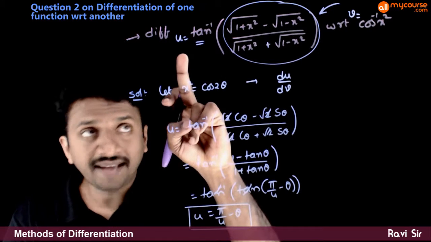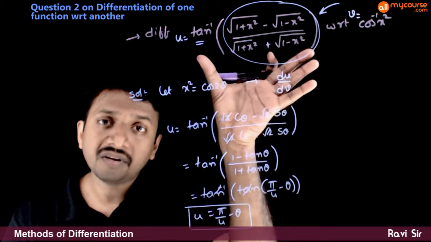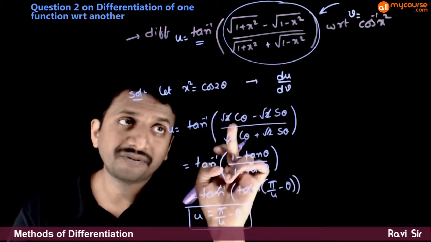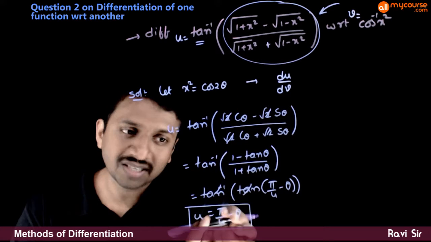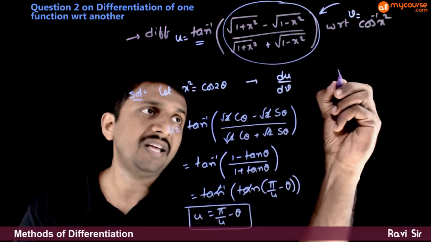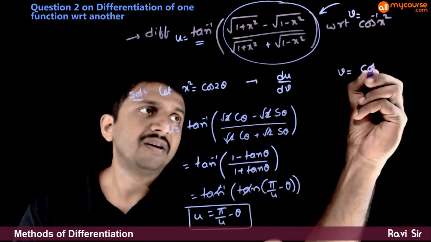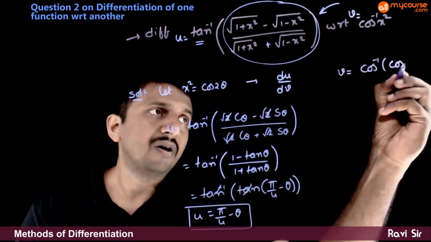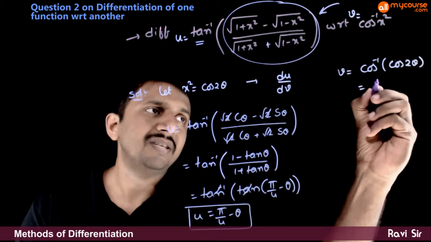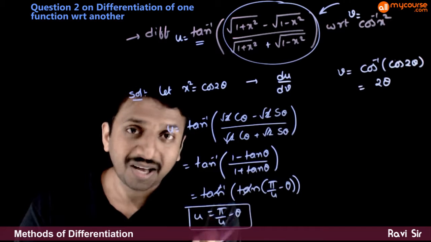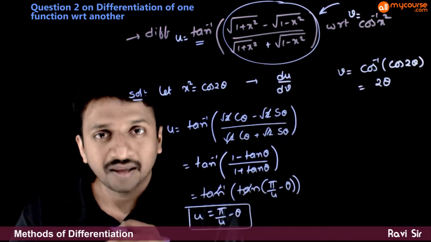So in terms of x, it is tan inverse of root of 1 plus x square, this whole expression. But in terms of theta, u is nothing but pi by 4 minus theta. Similarly, what is v in terms of theta? Cos inverse of x square is equal to cos inverse of cos 2 theta, which is equal to 2 theta. So now in terms of theta, both these functions look very simple.